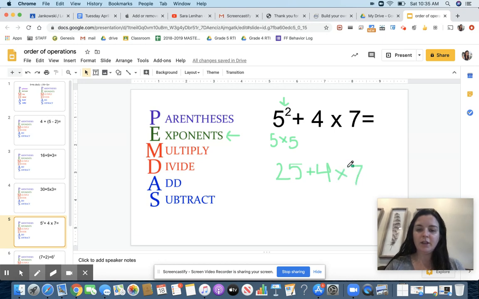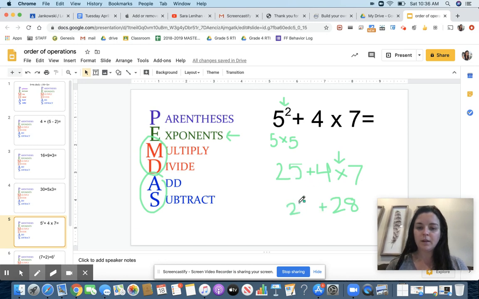Now I have addition and multiplication. What do I have to do first? Well, according to the order of operations, I have to multiply and divide before I can add and subtract. So I have to multiply first. I have to do 4 times 7 first, which is 28. Bring down the rest of your problem. Don't skip any steps. And then you could finally add. So that is 53.